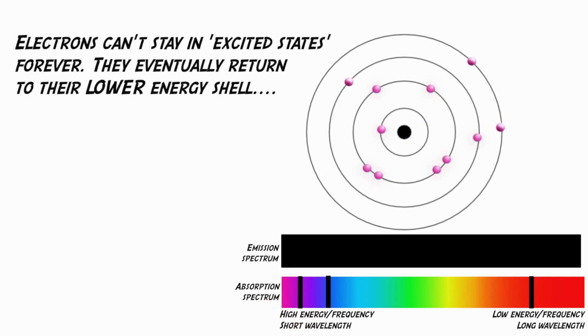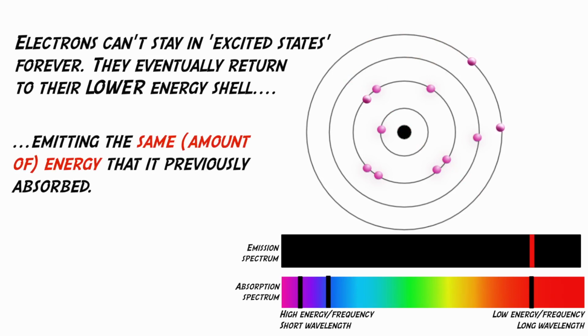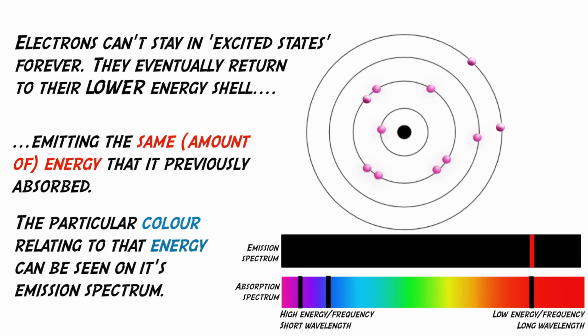Electrons can't stay in excited states forever. They eventually return to their lower energy shell, emitting the same energy that it previously absorbed. The particular colour relating to that energy can be seen on its emission spectrum.